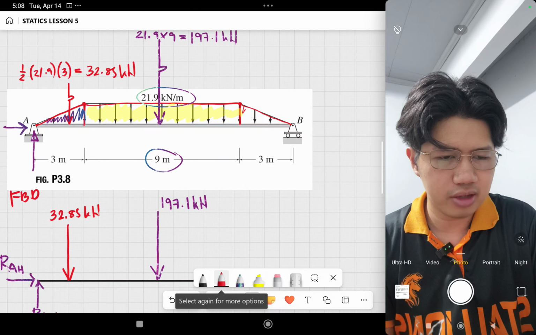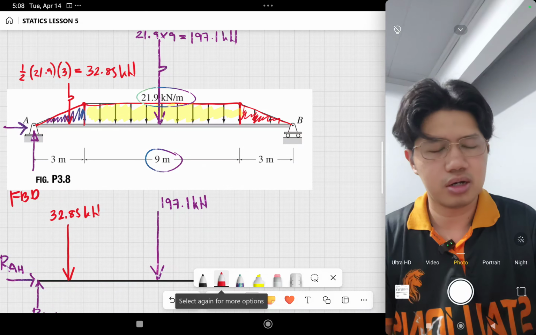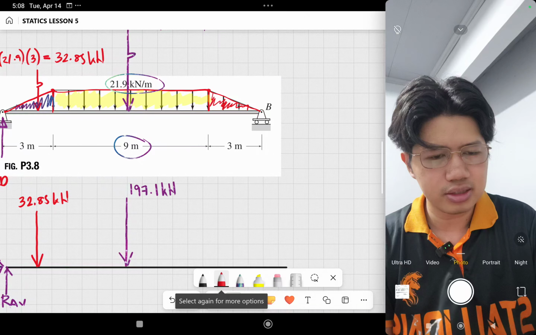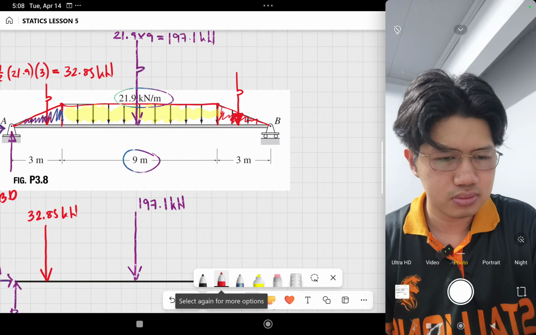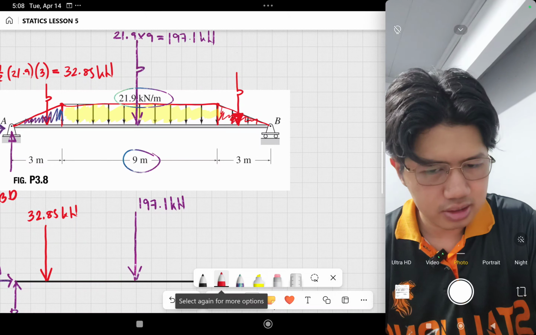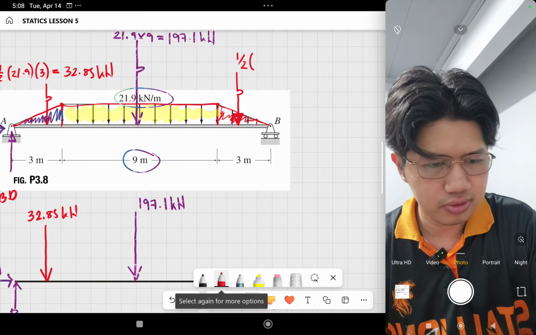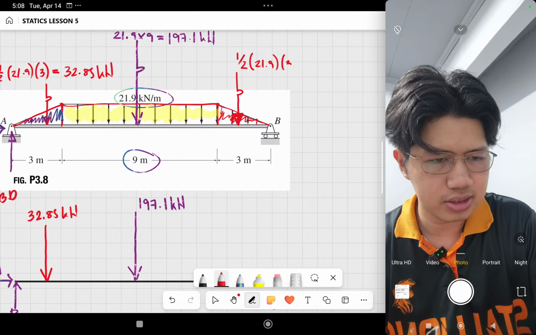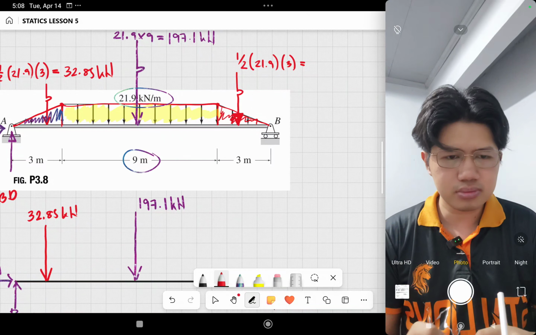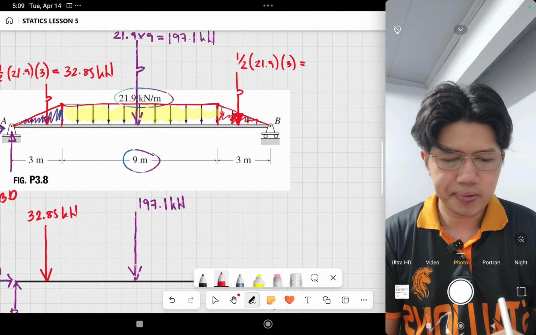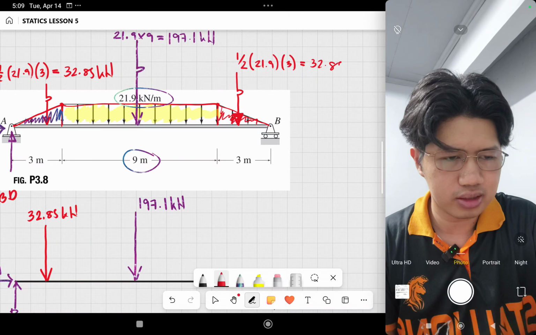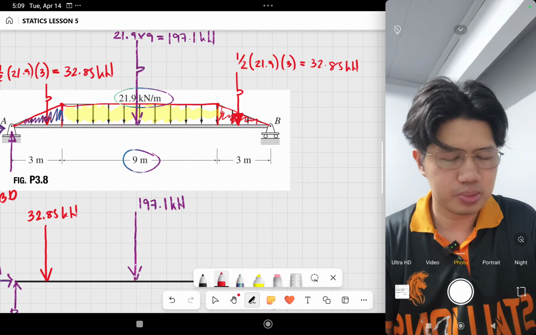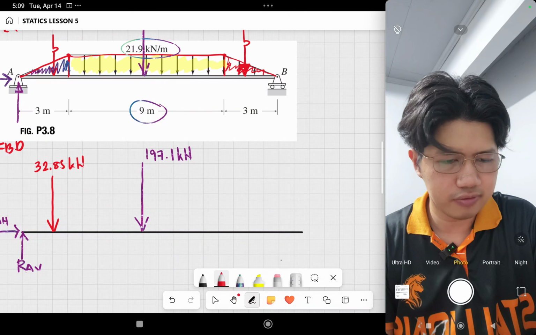And then lastly, meron tayong distributed load varying doon sa dulo. So again, this is triangular. So get natin yung area. So the area is 1/2 21.9 times 3. 32.85 kilonewtons. So, pwesto natin siya sa ilalim sa ating free body diagram.